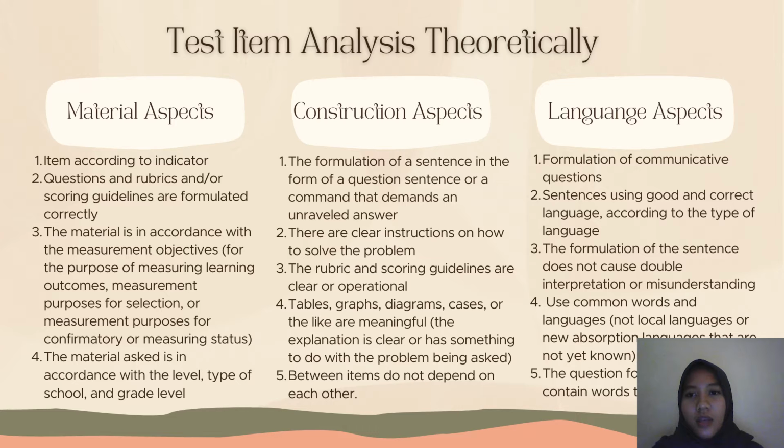And the next is language aspects. Number 1, formulation of communicative questions. Number 2, sentences use good and correct language according to the type of language. Number 3, the formulation of the sentence does not cause double interpretation or misunderstanding. Number 4, use common words and language, not local language or new abstract language that is not yet known. And number 5, the question formulation does not contain words that can offend.